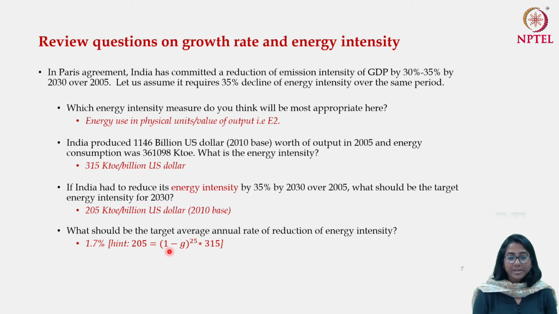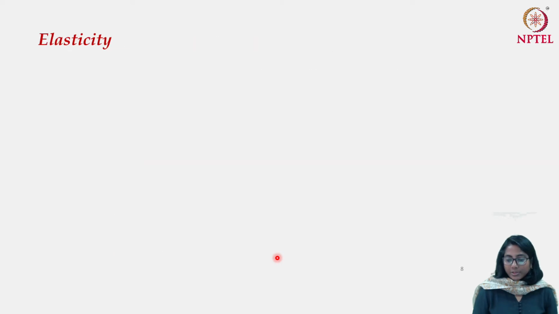One quick observation: when you are doing this calculation, your G comes with a minus sign, because here we are not considering the increase in energy intensity, we are considering a reduction in the energy intensity. So you have 1 minus G to the power 25 multiplied by 315, which should give you a value of 1.7%. So this was the discussion on energy intensity and the growth rate.